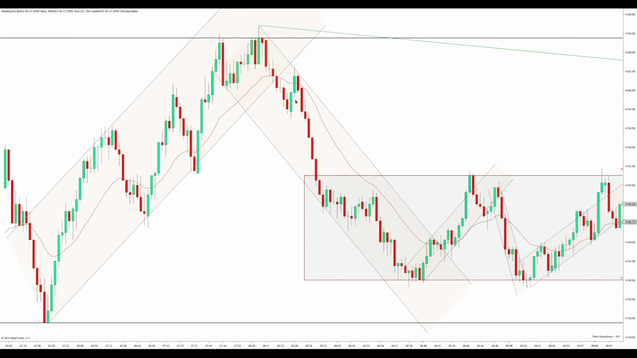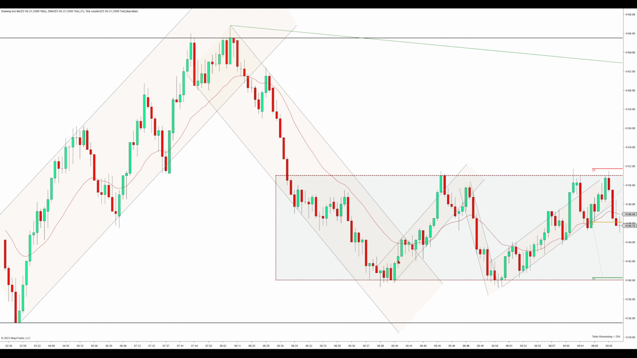We push on down, and you can see these couple legs down here, but on a bigger picture, it's really just one leg down. And then here we correct. We start getting choppy at the EMA and this trend line. It doesn't hold for very long. We break pretty fast.